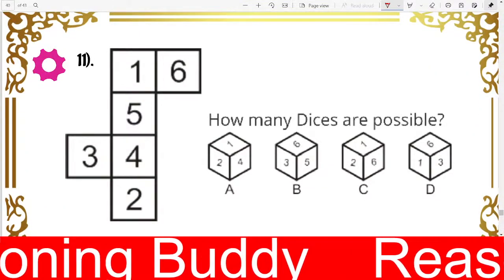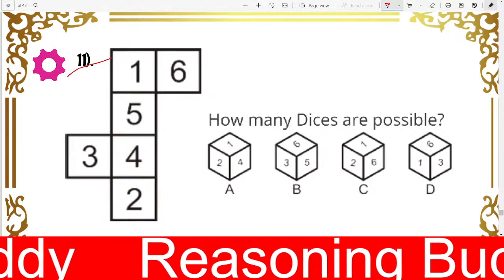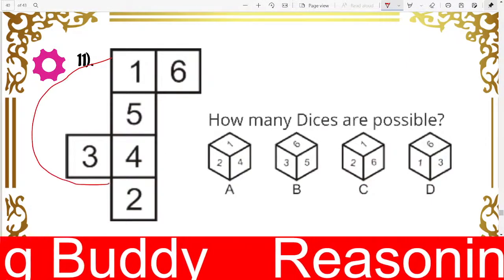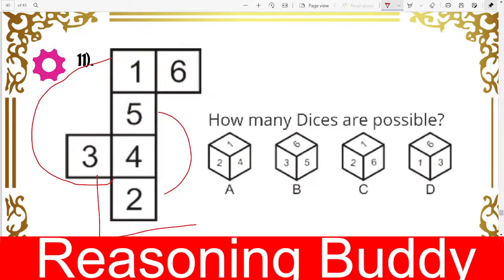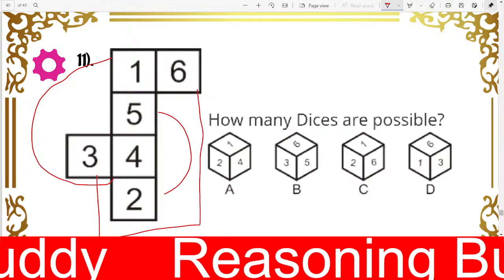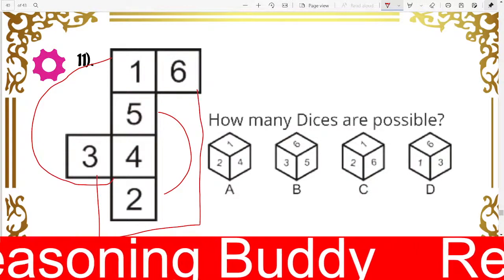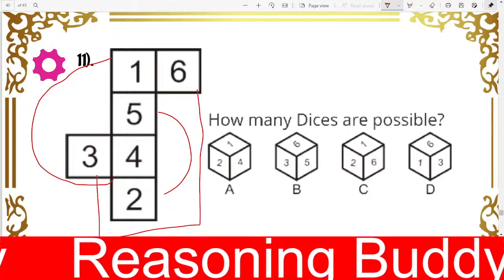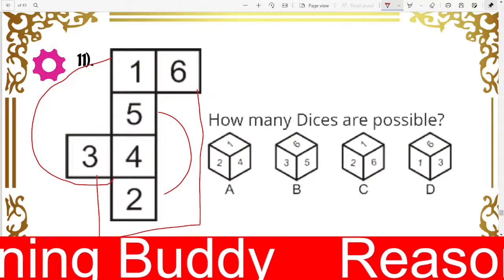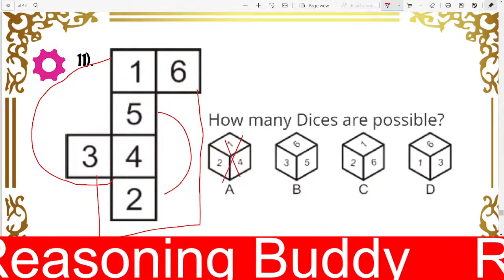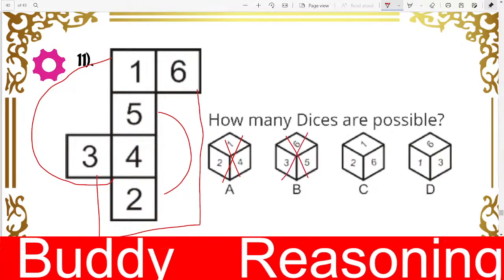So how many dice are possible? So here you can take 1 and 4, 5 and 2, and 3 and 6. So first I'm going for the options. 1 2 4. So 1 and 4 is an opposite pair, it's not possible. So 6 3 5. So 6 and 3 is also an opposite pair.